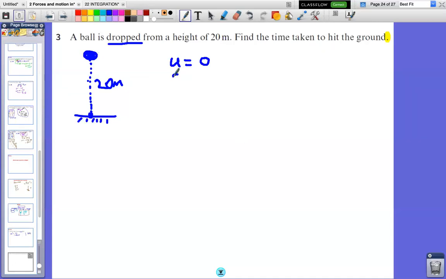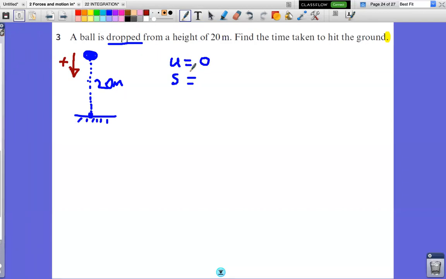And your S is what? We should take our downward direction as positive. Let's take downward as positive. So your S should be 20. Your acceleration is what? Is 10. Since we have taken downwards direction as positive, right?